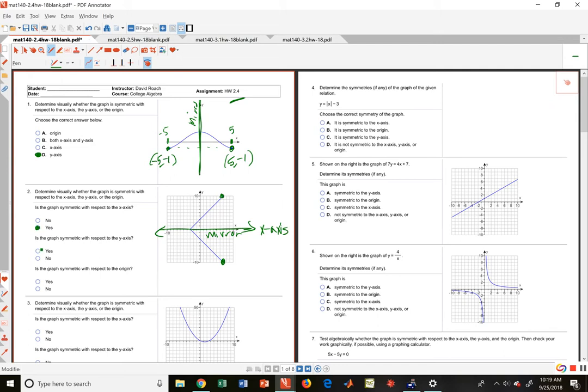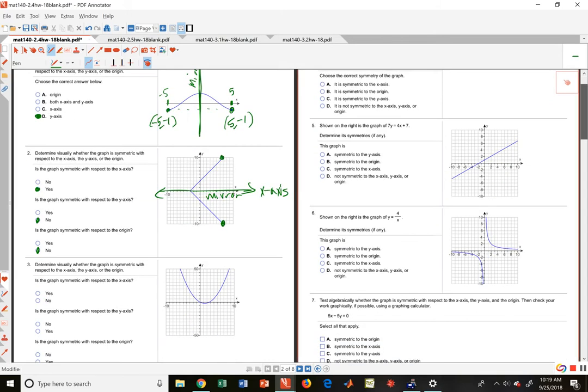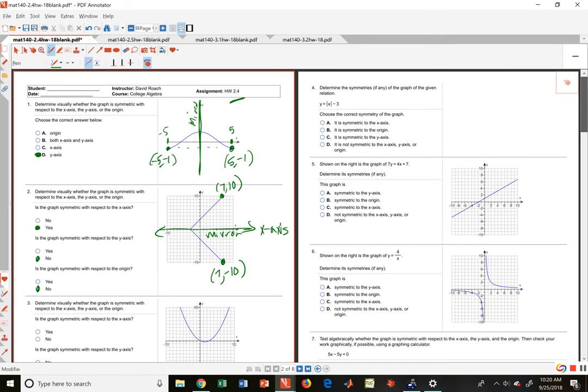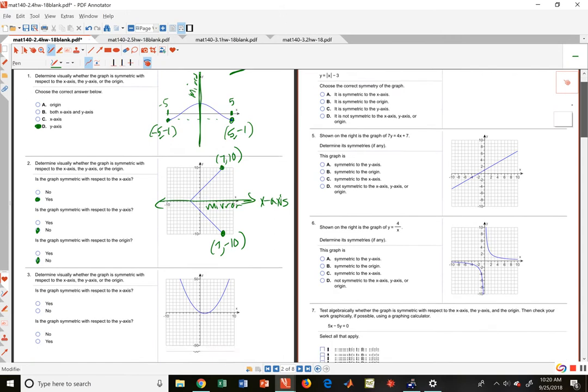Answer is yes, symmetric about the x-axis. It is not symmetric about the y-axis, and it is not symmetric about the origin. We'll talk a little bit more about that. So in this situation, let me count that point there. 1, 2, 3, 4, 5, 6, 7. That point there is 7, 10. With x-axis symmetry, the x-coordinate is the same, and the y-coordinate is the negative value. So if you look at the previous one, the x-coordinate was the one that was different by a negative, and then the y-coordinate was the same. Here, the x-coordinate is the same, and the y-coordinate is the negative of the other.